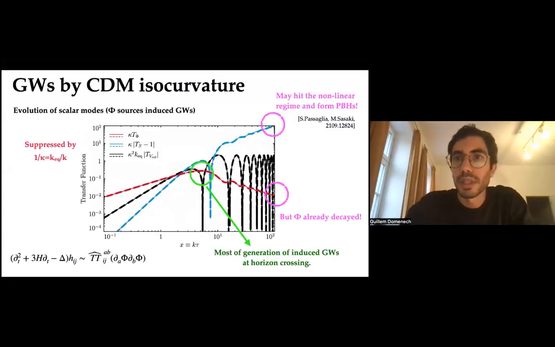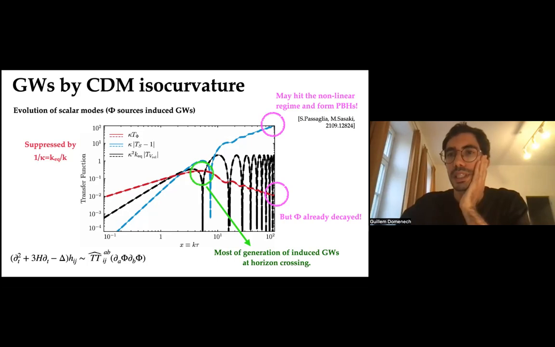With Samuel and Sébastien Renaux-Petel, we looked into this. This is exactly what I was telling you about on these primordial black holes and the isocurvature. These are the transfer functions for the curvature fluctuation, the isocurvature S, and some relative velocity. You don't have to care about this with time. What you can see is that in the beginning there are no curvature fluctuations, and then they start to grow. Once they enter the horizon, they decay. Most of these suppressed induced gravitational waves will happen when this mode enters the horizon during radiation domination.